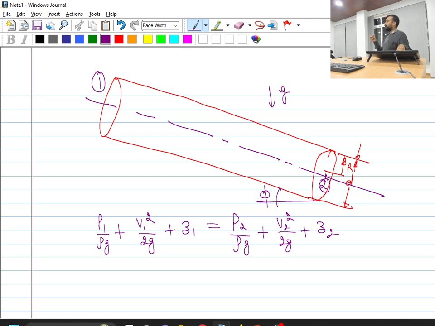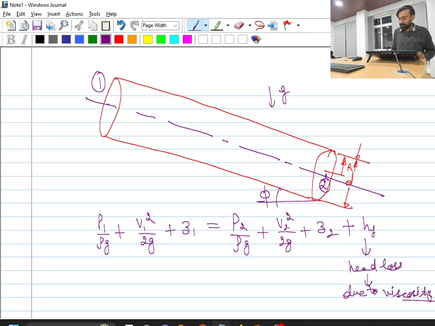But if the viscosity of the fluid is also coming into picture, then of course from this point to this point we will be having some losses. So I must add some head loss over here, and this head loss is coming due to the viscosity of the fluid. Is this point clear? All are clear with this idea?